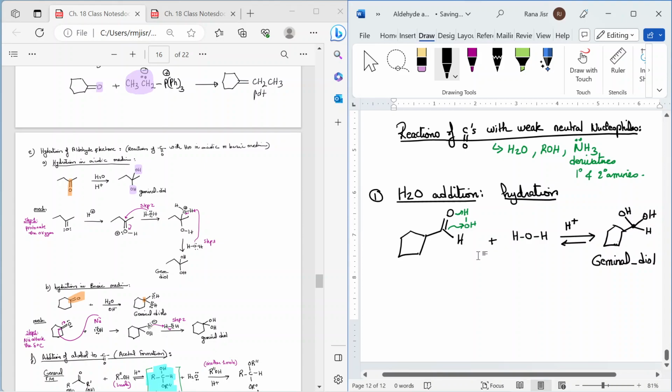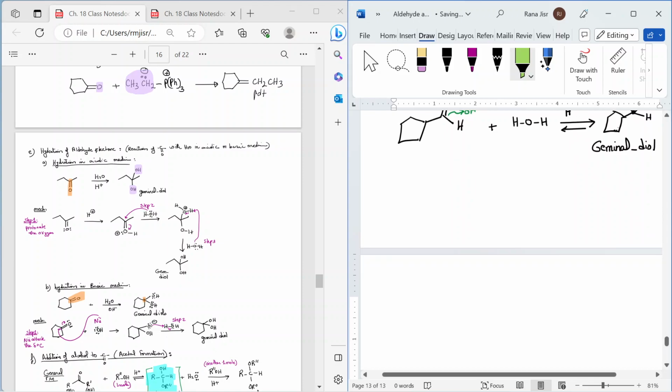So if you want to go backwards, all you need to do is lose an OH here and the hydrogen in there. This is two sigma bonds. Every time you lose two sigma bonds, you're going to form a pi bond. So you're going to form a carbonyl and you're going to be back to your carbonyl.